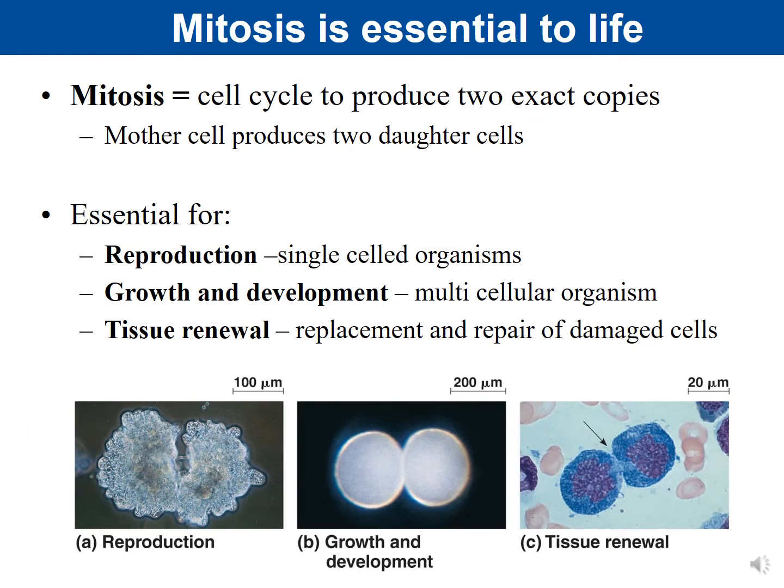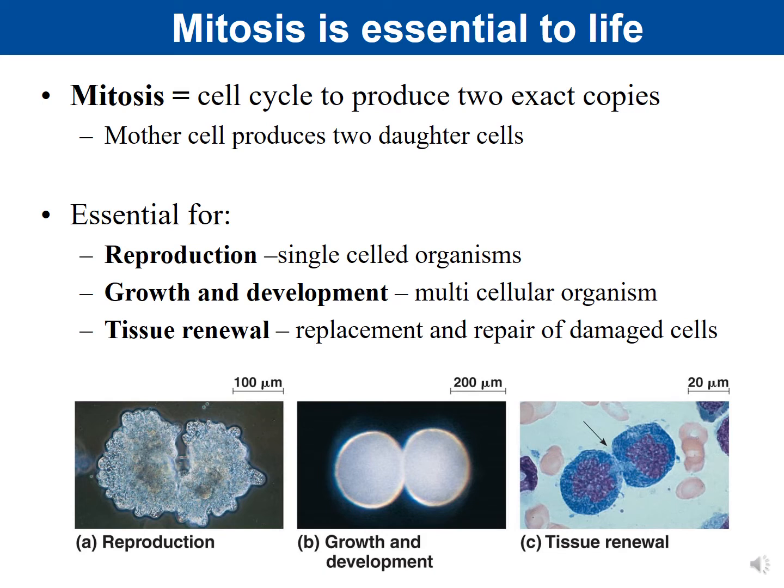So the next part of the lab is looking at mitosis. And mitosis is the process by which the cell goes through what we call the cell cycle. And its job is to produce two exact copies. And so what that means is that you start with one cell, and we're going to call this cell the mother cell. And the mother cell divides and gives rise to two identical daughter cells. Those two offspring are exact copies of the mother cell.